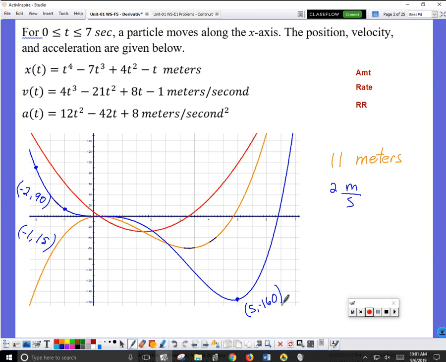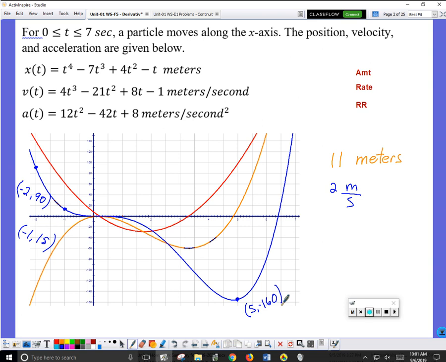Question. Please. So, in this situation, because it's x of t, is basically the x-axis the origin? So, for the 5, negative 60, like 5 seconds after you hit the origin, you're 160 feet away from the origin? Good question.